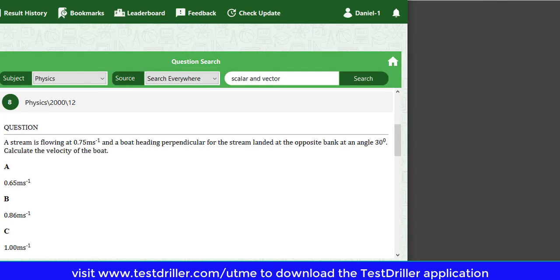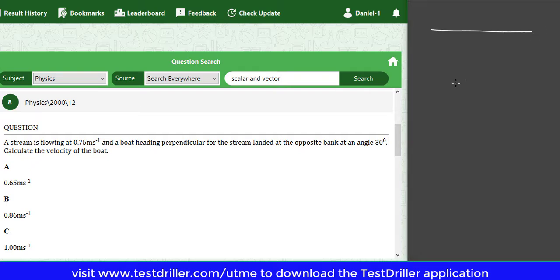Let's solve question number 12 from the year 2000. So the question goes as follows. A stream is flowing at 0.75 meter per second and a boat heading perpendicular to the stream landed at the opposite bank at an angle of 30 degrees. Calculate the velocity of the boat.